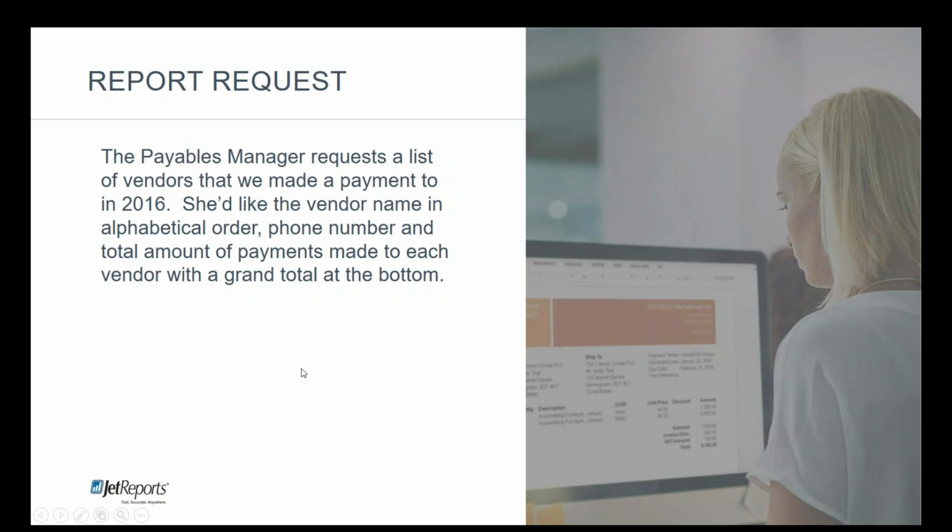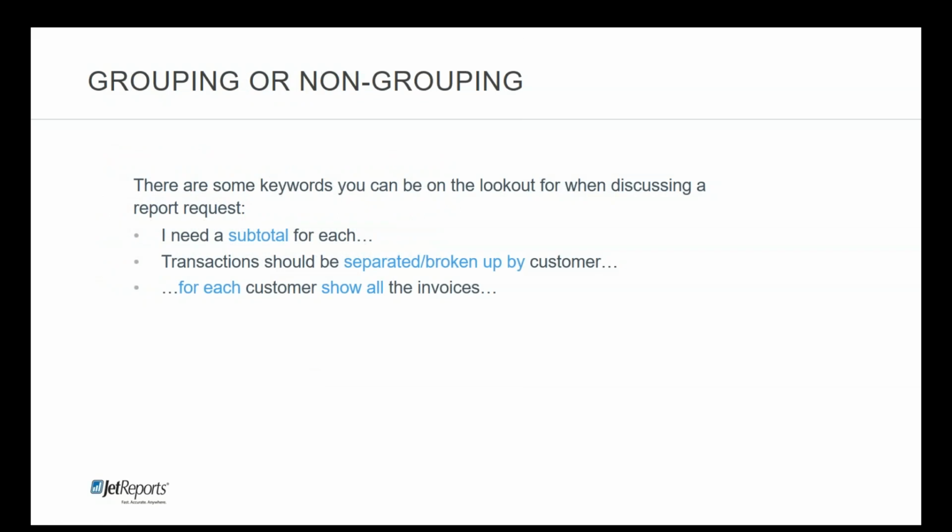So the first thing that I like to look for is whether this is going to be a grouping report or not. Well, this request is not going to be a grouping report. I can tell you that right now. But some of the key things I listen for are keywords like subtotal. If somebody says, oh, I need to see a subtotal for each of my vendors, then I know I need a grouping report. Or this needs to be broken up by that or separated by this. Those are things that hit my ear and go, ooh.